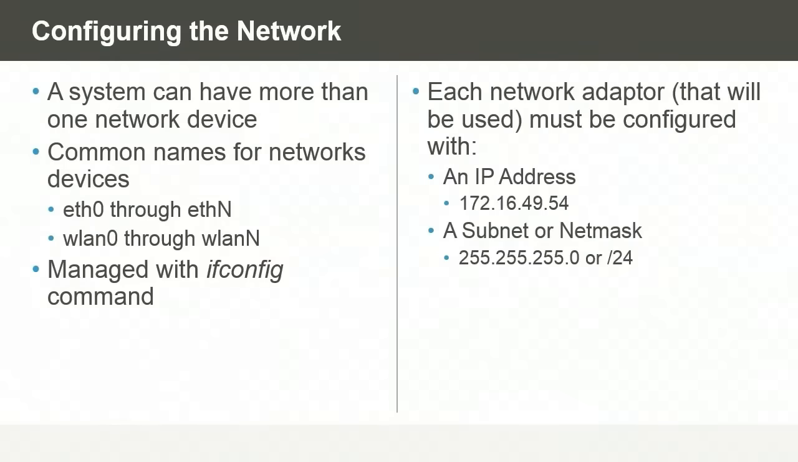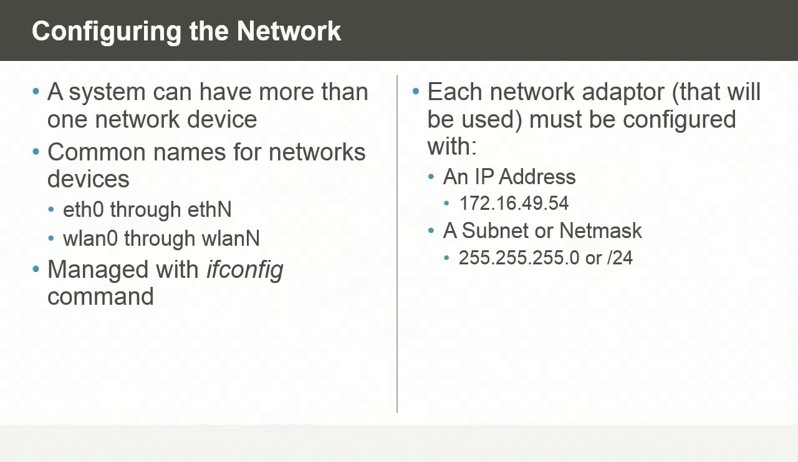Each network adapter that's going to be used needs to be configured with a valid IP address, such as 172.16.49.54, for example. We also need to configure a subnet mask, or sometimes it's simply called a net mask. For example, we might configure our mask to be 255.255.255.0, which could also be referenced as slash 24. It's the number of binary bits in the network mask.